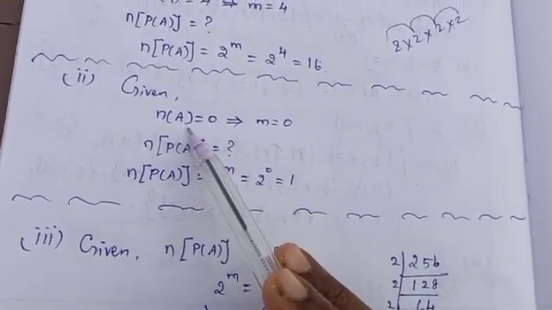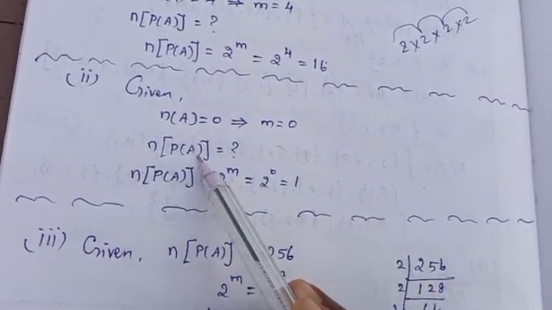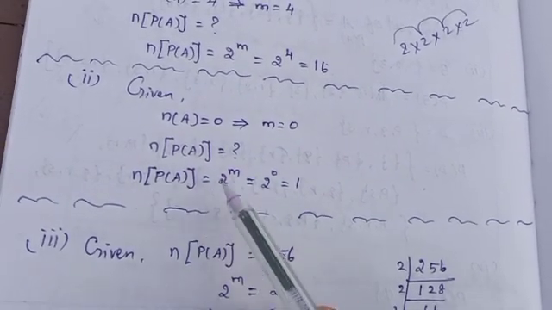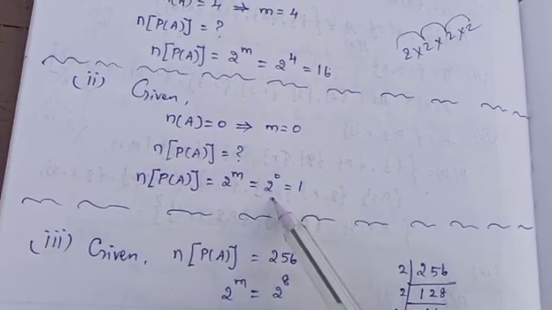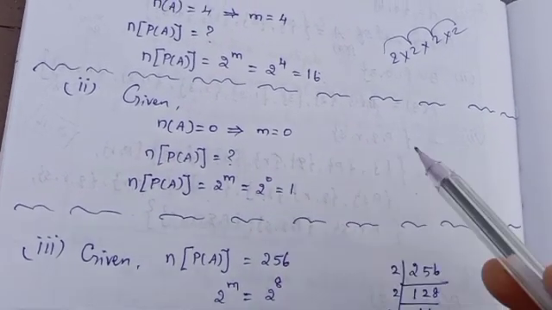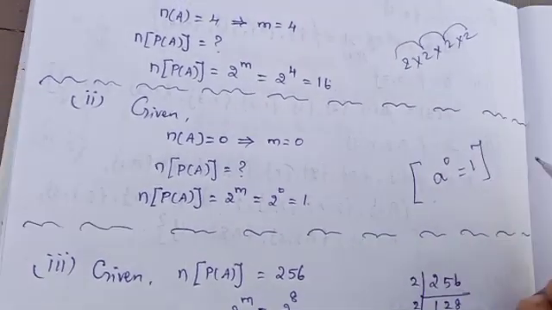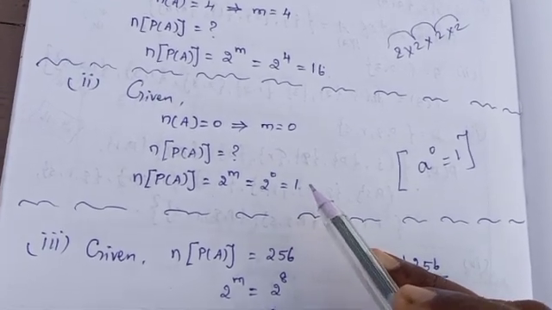Second question, n of A is equal to 0. So what is the meaning of n of A? That is m. m is equal to 0. We want to find number of subsets, n of P of A. n of P of A is equal to 2 power m. That is equal to 2 power 0. Anything power 0 is equal to 1. Do you remember? A power 0 is equal to 1. So anything power 0 is equal to 1. So this is the answer.